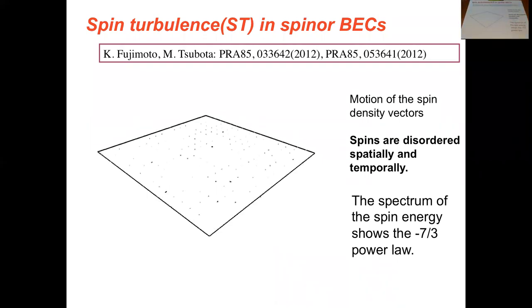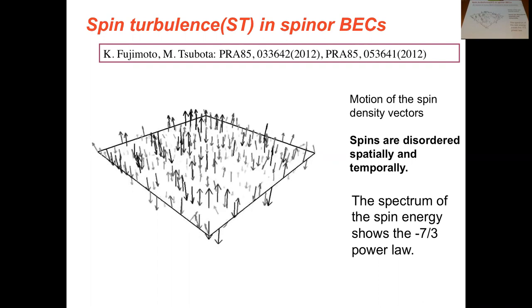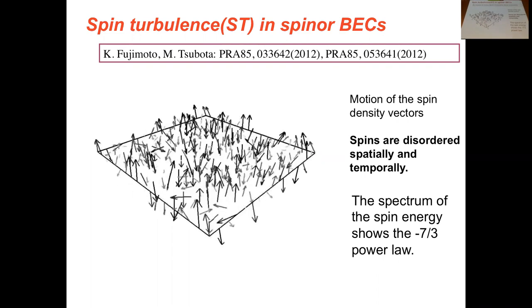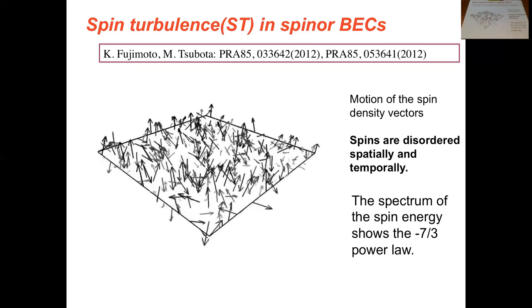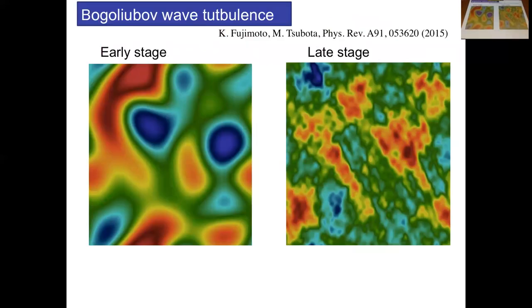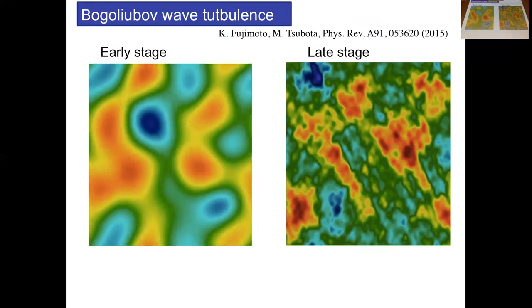So this is spin turbulence, and the spins are distorted spatially and temporally, and we calculate the spectrum of the spin kinetic energy, which seems to show a minus 7/3 power law, which is different from the 5/3. Or we can consider the whole wave turbulence. In the early stage it is something like that, but the late stage, I don't know what happens, but anyway.